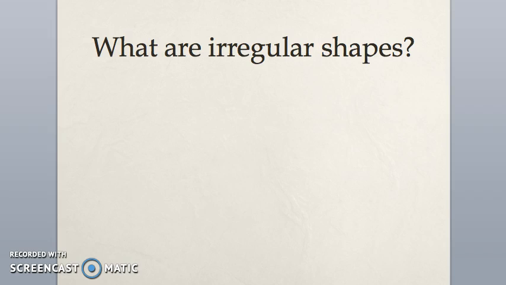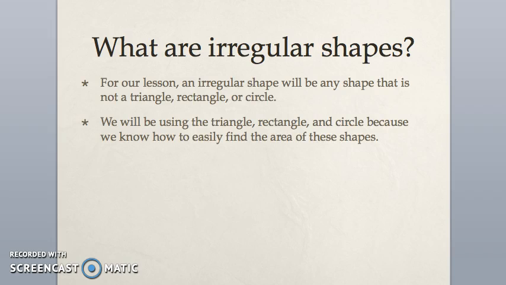So what are irregular shapes? Well, for our lesson that we will be having tomorrow, an irregular shape will be any shape that is not a triangle, rectangle, or circle. We will be using the triangle, rectangle, and circle because we know how to easily find the area of these shapes.